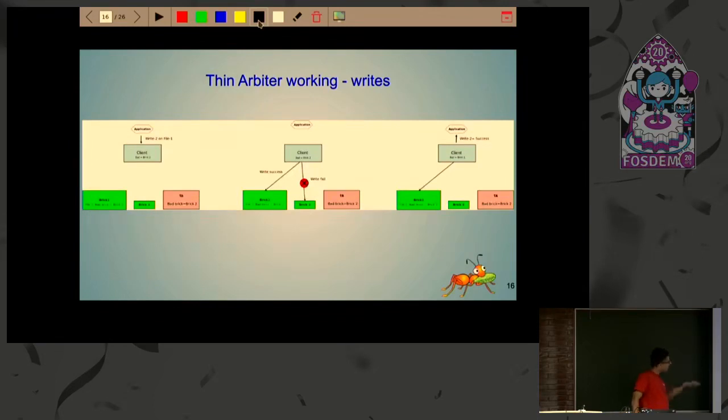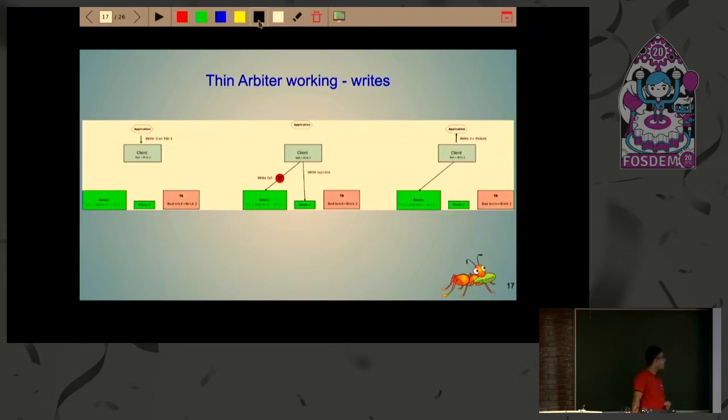So if you look at the diagram from here, write 2 comes on file 1 and it succeeds on the first brick but fails on the second brick. Because we already know from the previous write that brick 1 is the good copy and brick 2 is bad, we can return success to the application without actually contacting the thin arbiter. So that's how it's not actually participating in the IO path.